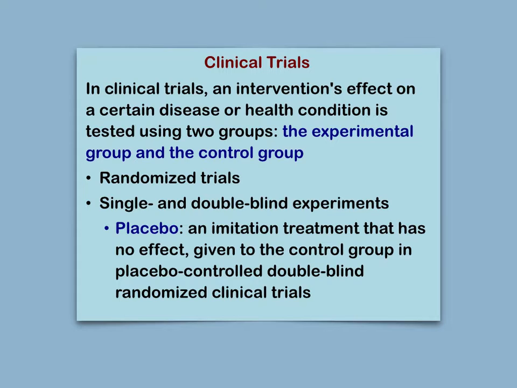In clinical trials, an intervention's effect on a certain disease or health condition is tested using usually two groups. An experimental group and a control group. Remember, we said we are testing possibly a new antibiotic or a drug, a medication. So we break people into two groups, group A or B possibly. Let's say group A will be our experimental group, and we will use group B as control.